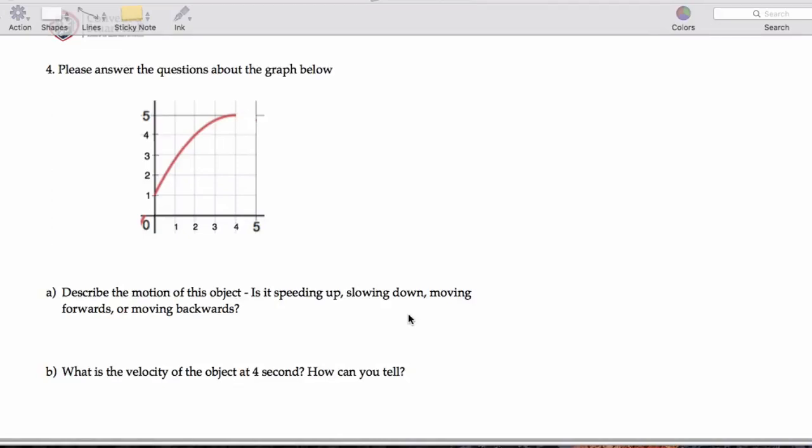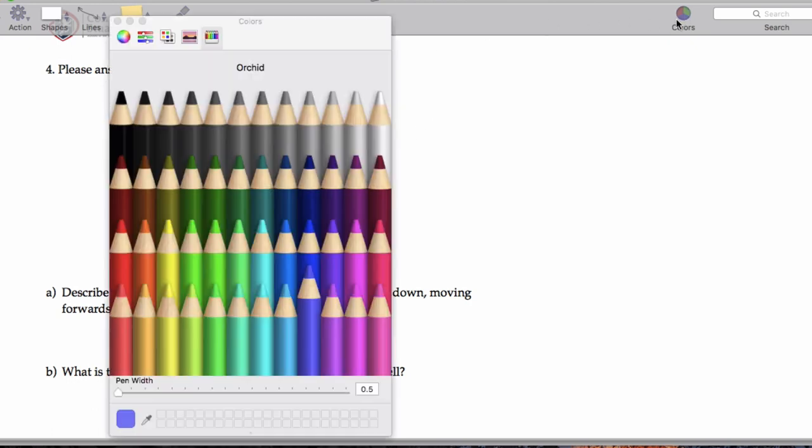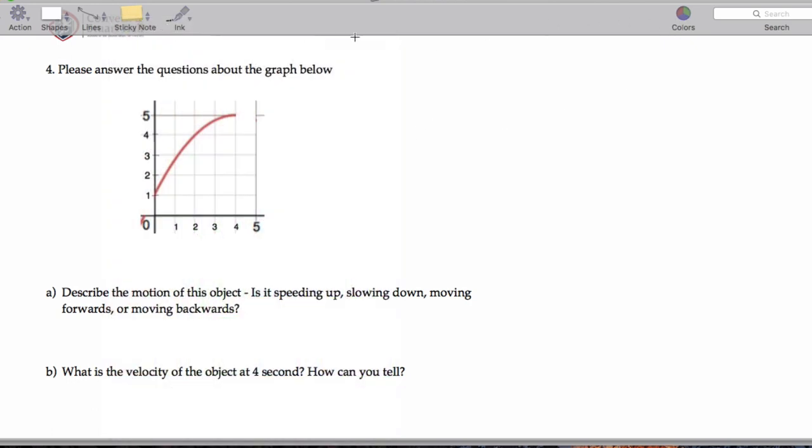We want to describe the motion of this object in number 4. And we're asking, is it speeding up, slowing down, moving forwards, or backwards? So, let's be clear. Let's just do a tiny bit of review.